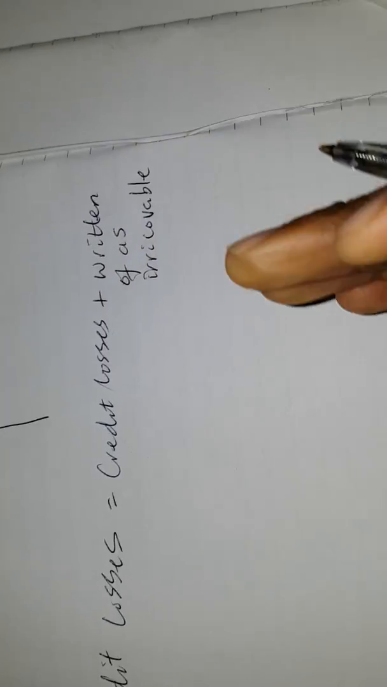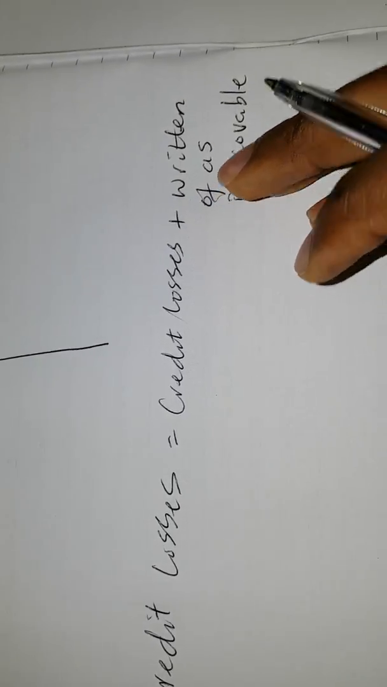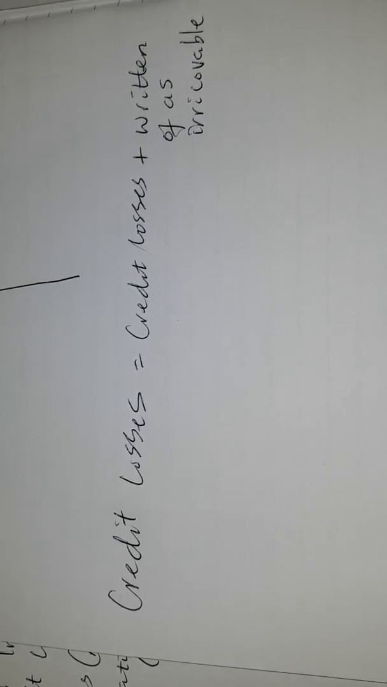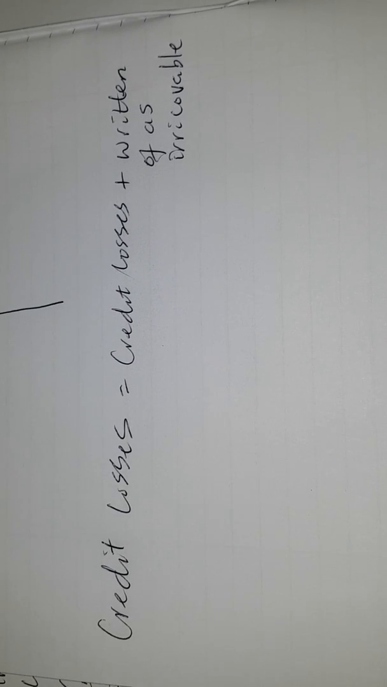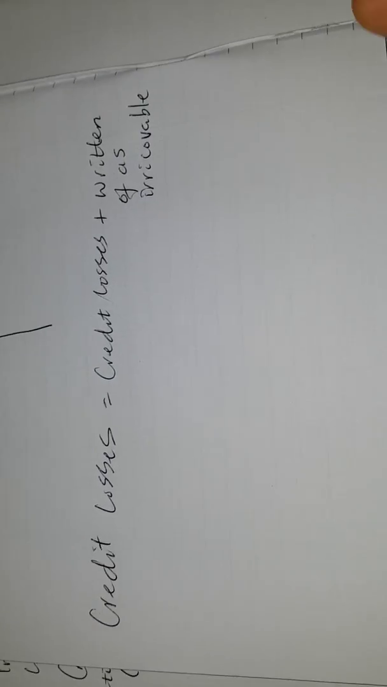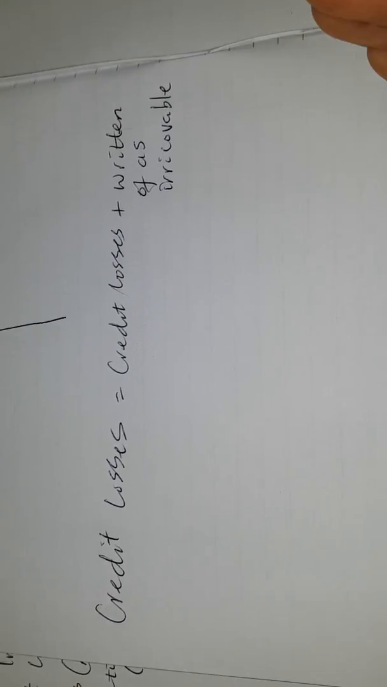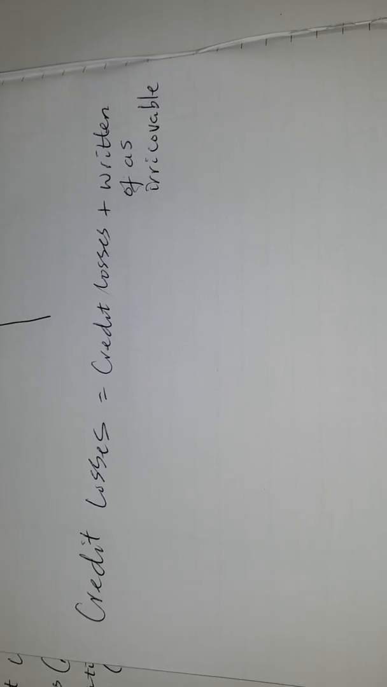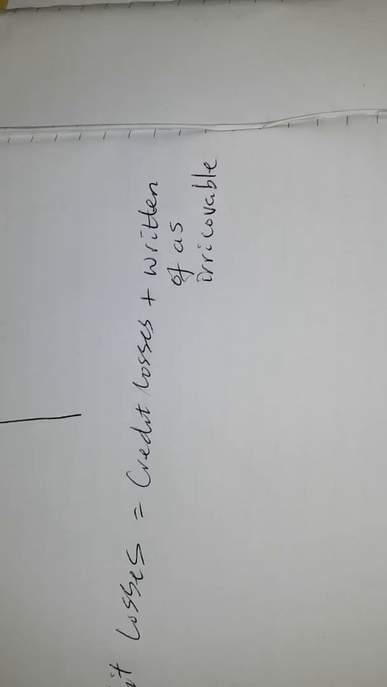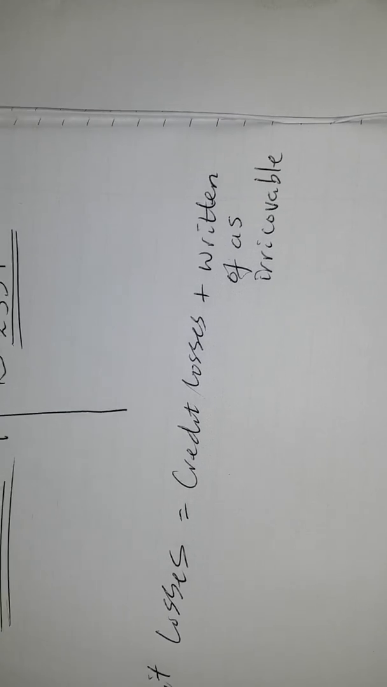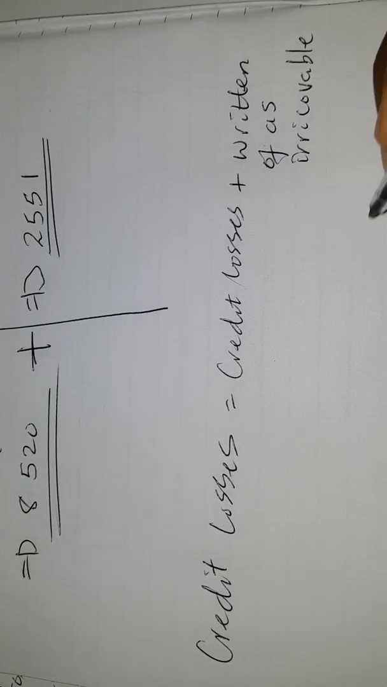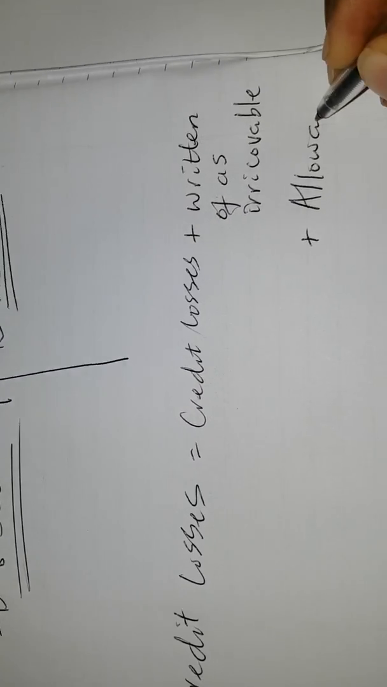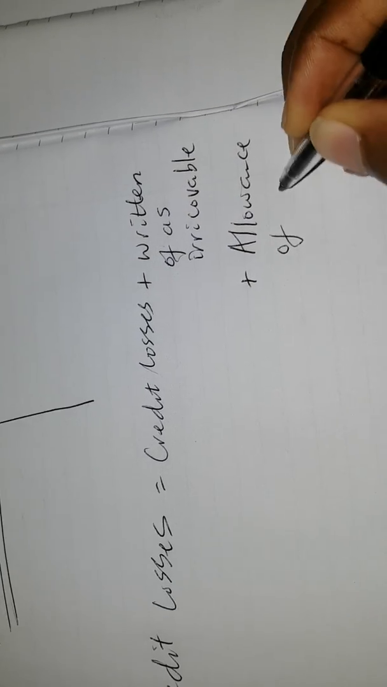If a credit loss is written off as irrecoverable, it means that person has disappeared. Maybe that person is dead. It means you have lost, don't expect anything. So written off as irrecoverable is an actual credit loss. It means you can't recover that money. Plus what again? Plus allowance for credit losses.